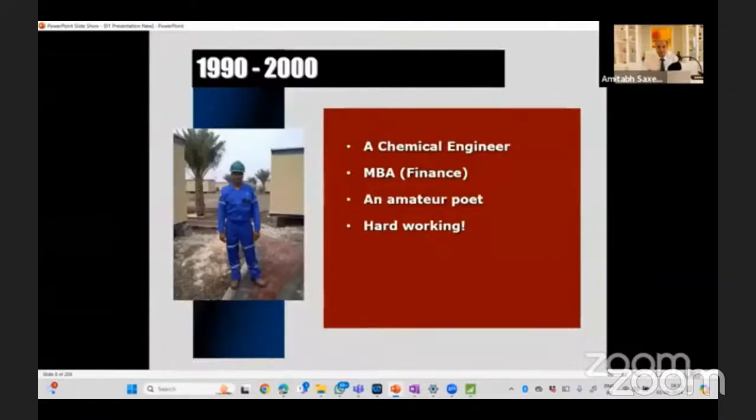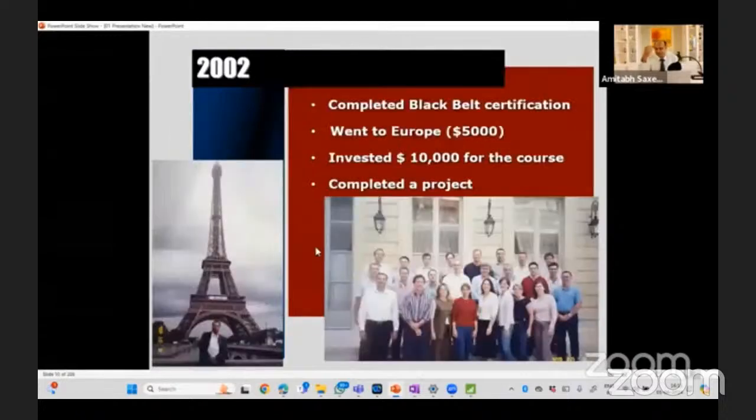About me, I'm a chemical engineer. Earlier, I used to work hard; still, I work hard. I am an MBA in finance too. I'm an amateur poet, and I work more than 14 hours per day, because Lean and Six Sigma is such an excellent and exciting journey that you don't feel like taking rest. So you have lots of clients, lots of projects, and lots of work in hand.